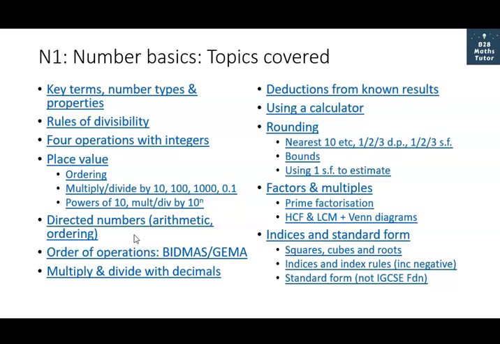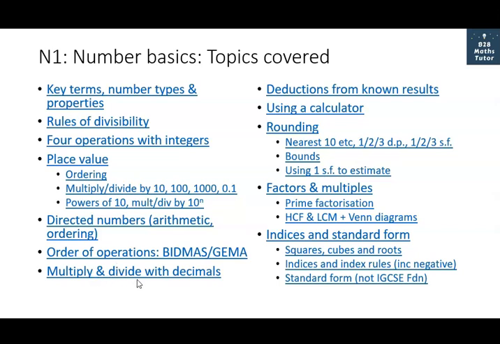Then we look at directed numbers, which is positive and negative numbers. So doing arithmetic with them, adding, subtracting, multiplying, dividing, and sorting them into order. Then we've got order of operations, which you probably know as BIDMAS or BODMAS. But I also introduce an alternative acronym called GEMMA, which you might find a bit easier.